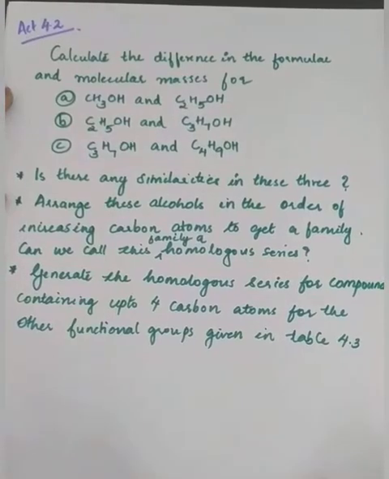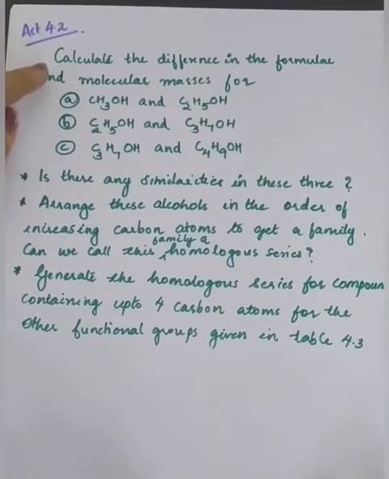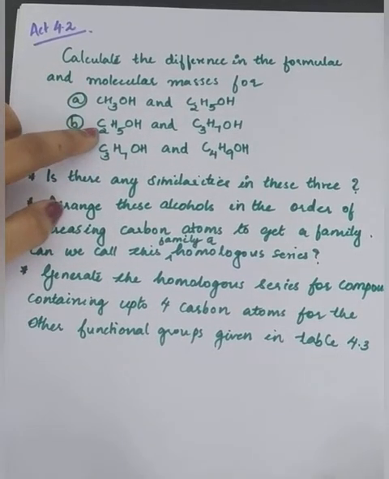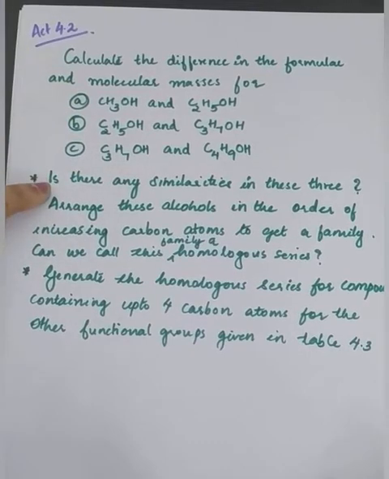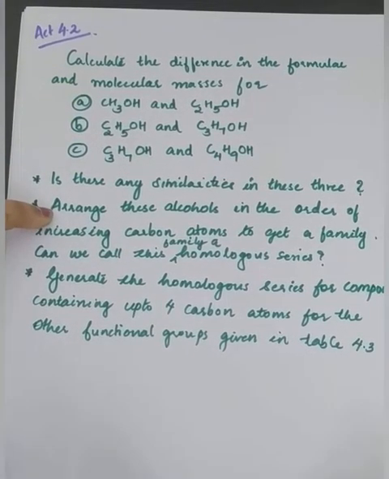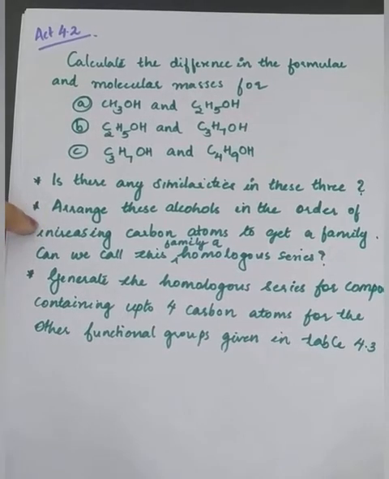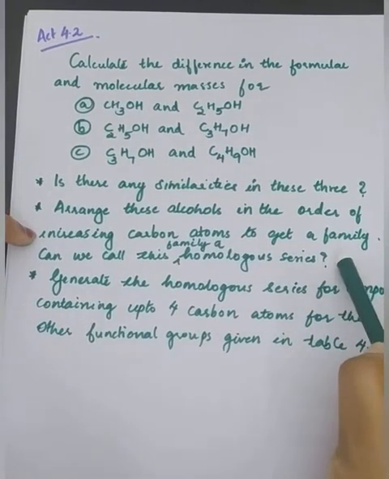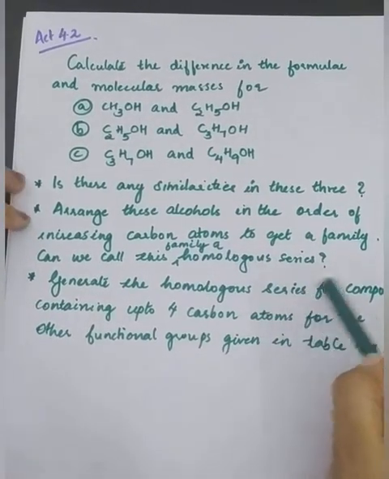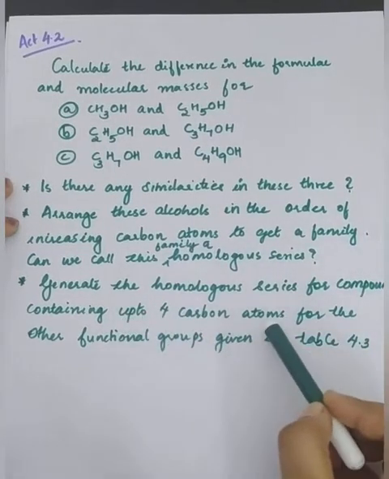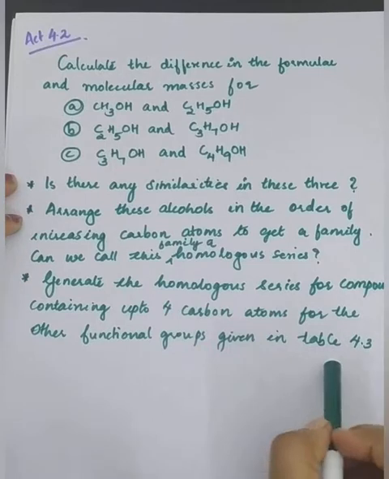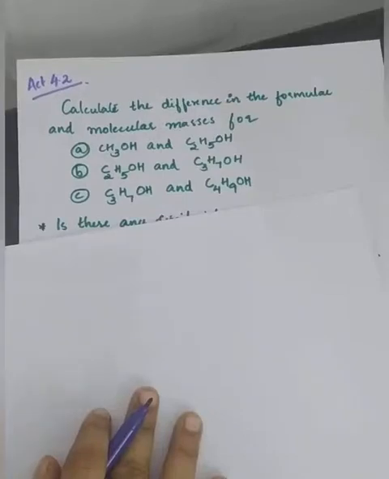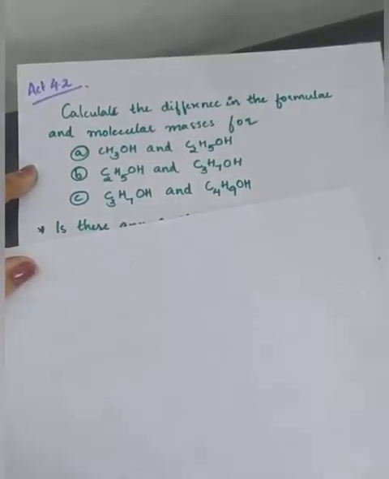Now let's see one activity that is given in your NCERT textbook, that is activity 4.2. Calculate the difference in the formula and molecular masses for A, B, C, that is given there. That's the alcohols given there. So is there any similarities in these three? Second, arrange these alcohols in the order of increasing carbon atoms to get a family. And can we call this family a homologous series? And the last question is, generate the homologous series for compounds containing 4 carbon atoms for the other functional groups given in the table 4.2.